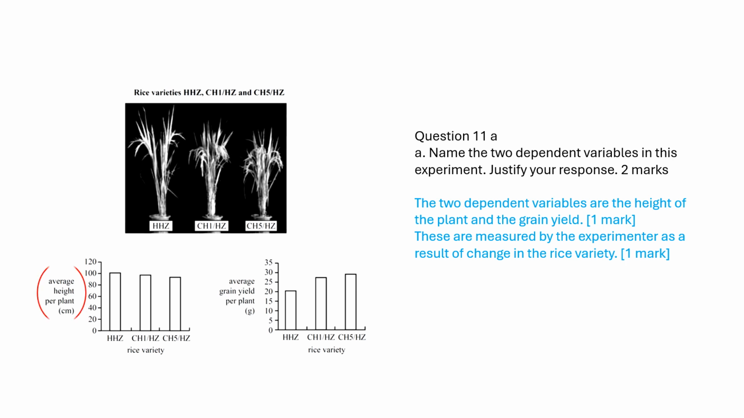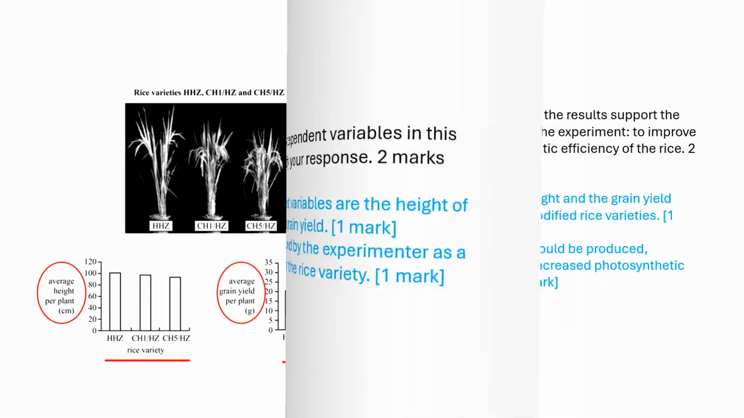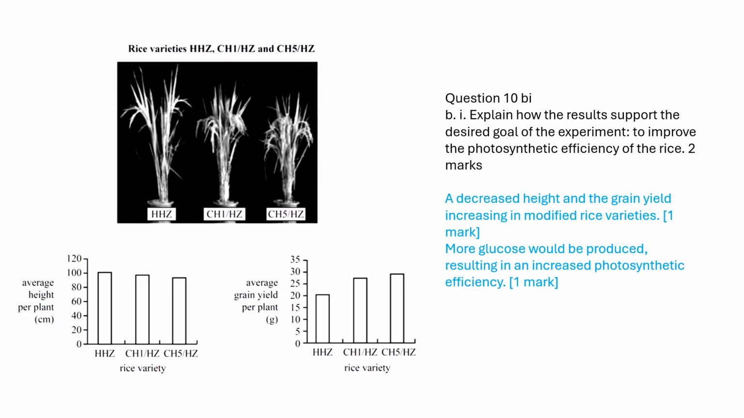The two dependent variables are the height of the plant and the grain yield. The experimenter measures these as a result of changes in the rice variety. HHZ expresses the OSHX1 gene, and CH1 and CH5 don't express OSHX1 because this gene is knocked out. A decreased height and grain yield increased in modified rice varieties. More glucose would be produced, resulting in an increased photosynthetic efficiency.